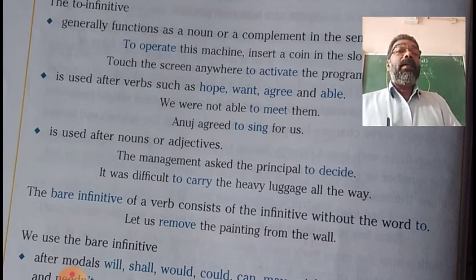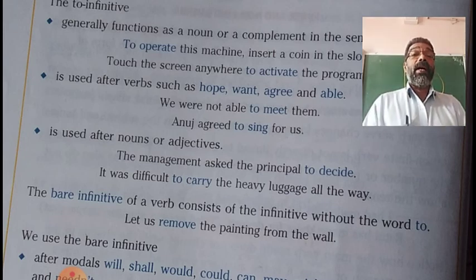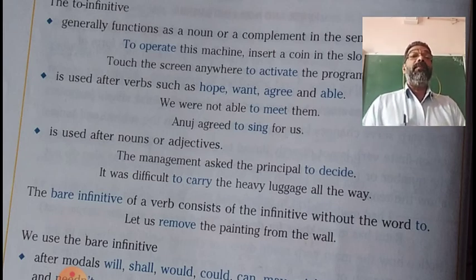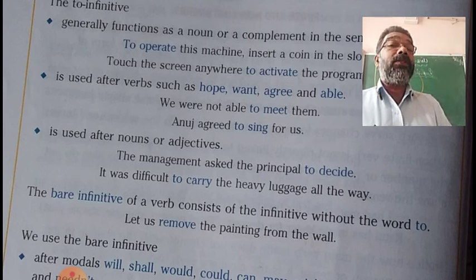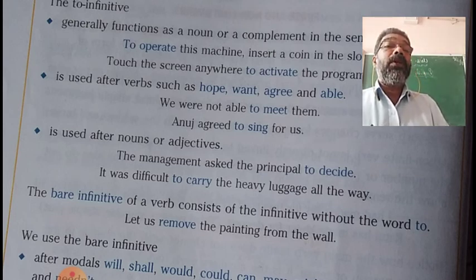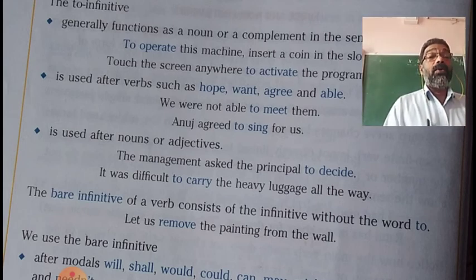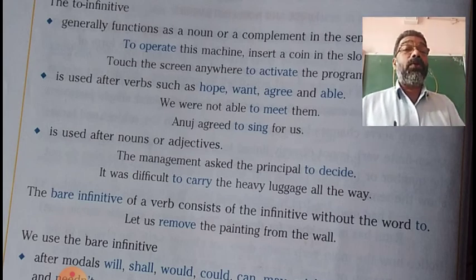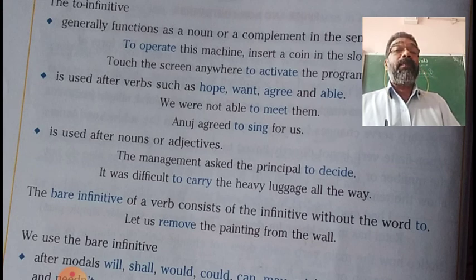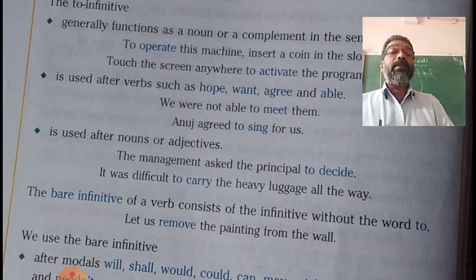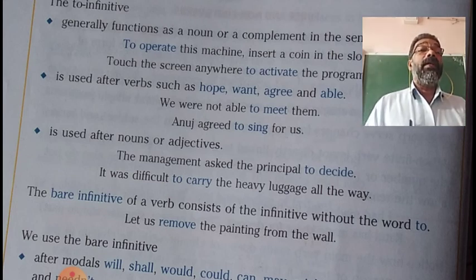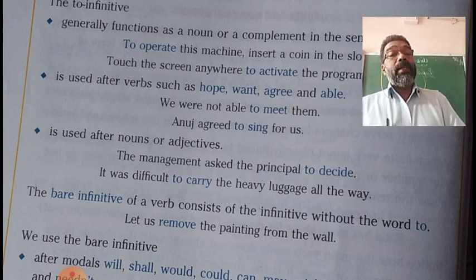Then, it is difficult to carry the heavy luggage all the way. It is difficult. Difficult is an adjective, and the infinitive "to carry" is used after the adjective. So the to infinitive is also used after nouns and adjectives. So these are some of the functions of the infinitive with "to", or to infinitive.